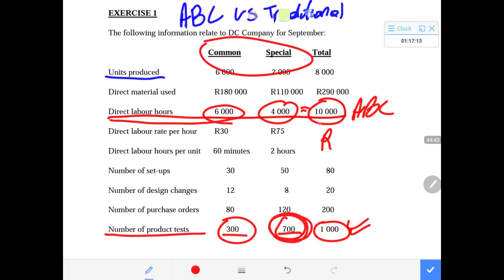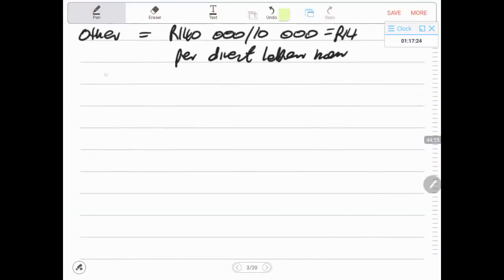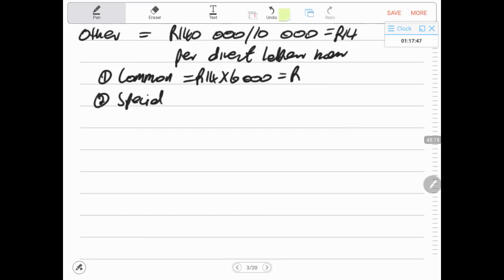Then now I need to multiply that rate of 14 by 6,000 and multiply it by 4,000 for product special. So now I need to allocate that. Then it will be product common, and product common, it will be 14 times this by 6,000 hours, and for product special it will be 14 times this by 4,000.